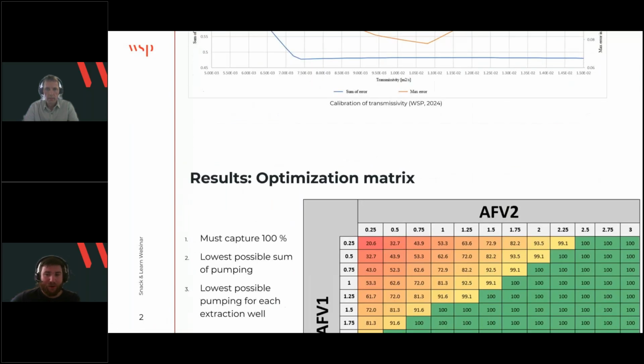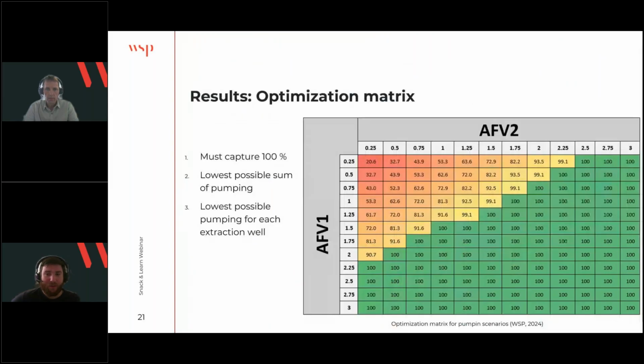So when the calibrated transmissivity is integrated into the model and then validated, we will get an optimization matrix. And that is generated for all of the different pumping scenarios. We can see here it shows the capture percentage. So we will only consider the green ones, which is 100%. So here we can also see the two different wells, the extraction wells, and the different scenarios with how much the pumping rate is.